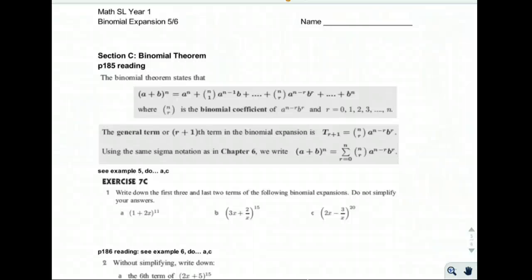In the last problem set, we discovered that the coefficients of Pascal's triangle can be found using a formula, which is n factorial over r factorial times (n minus r) factorial. And the binomial theorem spells that out for us.